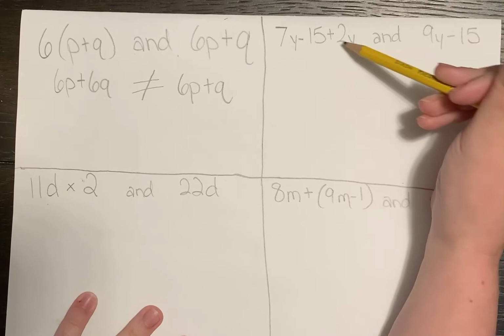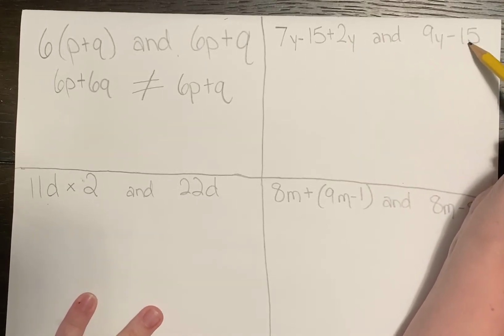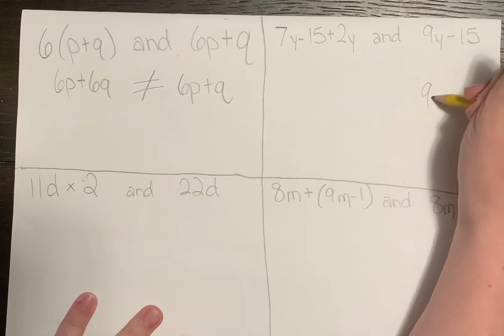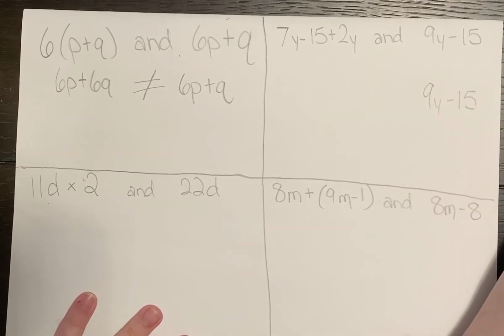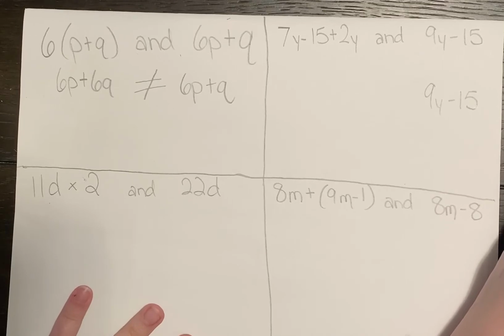7y minus 15 plus 2y and 9y minus 15. Determine if they are equivalent or not equivalent. I'm going to go ahead and just put 9y minus 15 down here. And so this one, there's no distributive property to use. So what I would do is I would combine like terms. You're going to use the commutative property to figure that out.